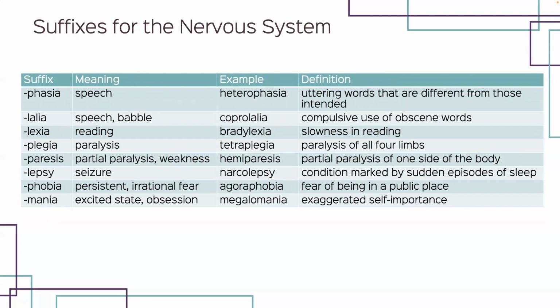And then here are some new suffixes that we didn't see in the beginning. So you've got your phasia for speech. Lalia is going to be for speech or babble. Plegia is going to be for paralysis. Paresis is partial paralysis. Phobia is just going to be a persistent or irrational fear. And then your mania is that excited state.